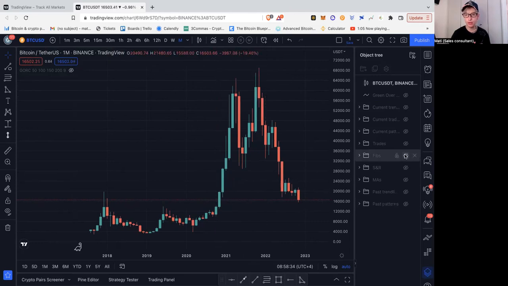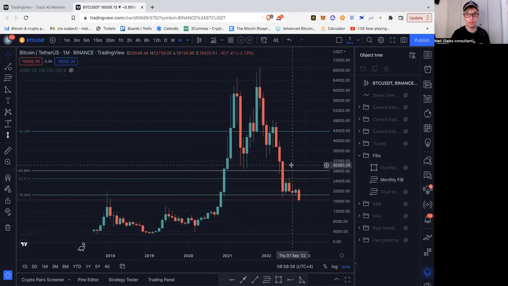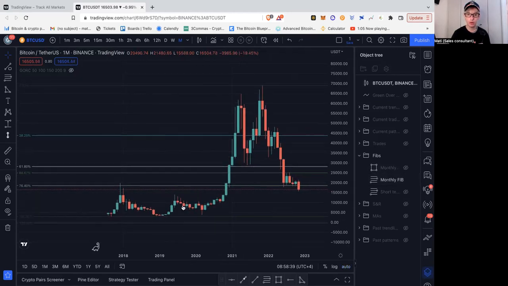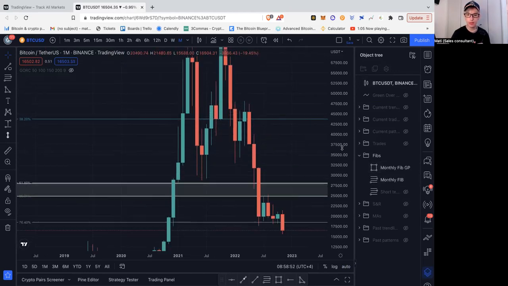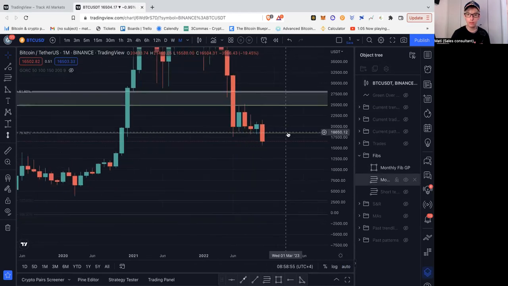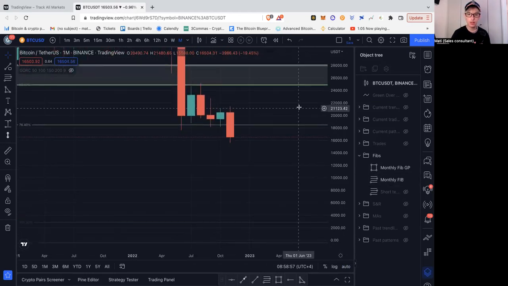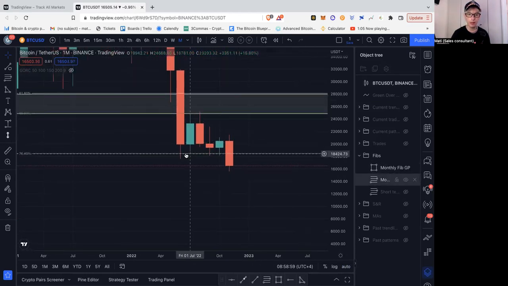All right. And I want to show you guys this Fibonacci level, which is drawn between the swing low and the swing high, right? And this right here is the golden pocket. And what I want you guys to focus on is this range between the golden pocket and the 76.4 level, right?